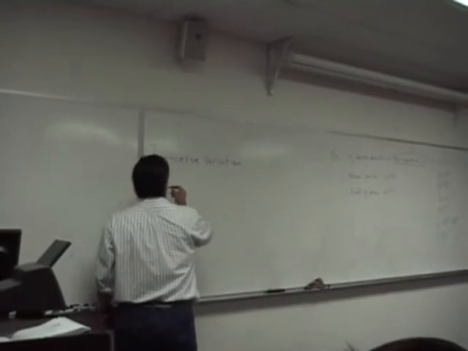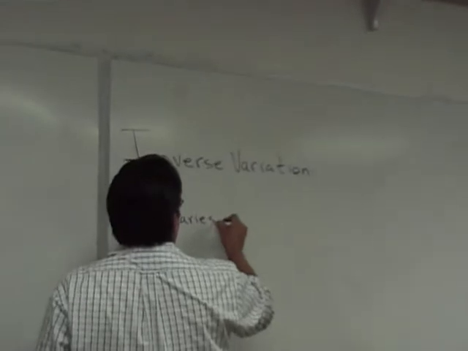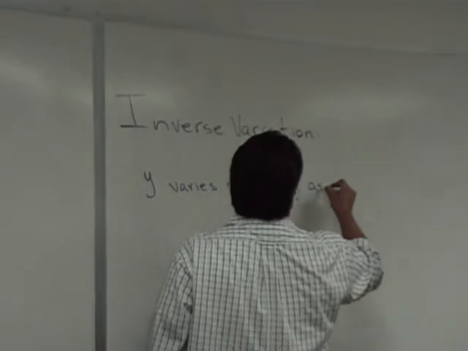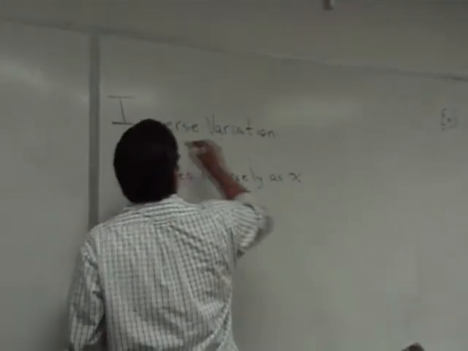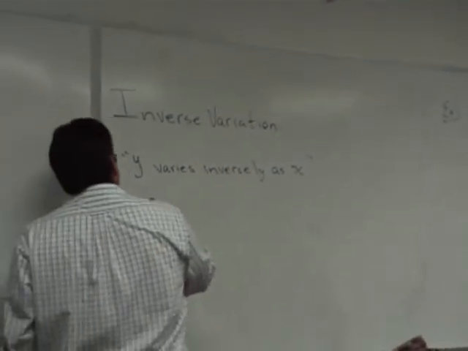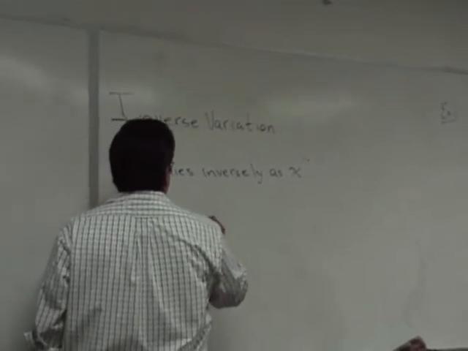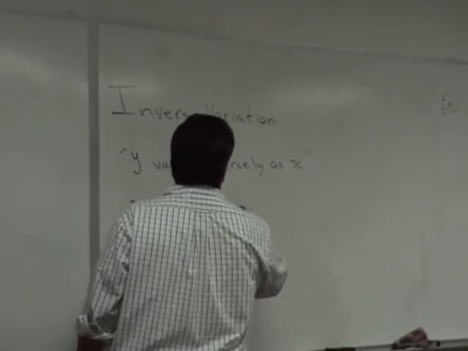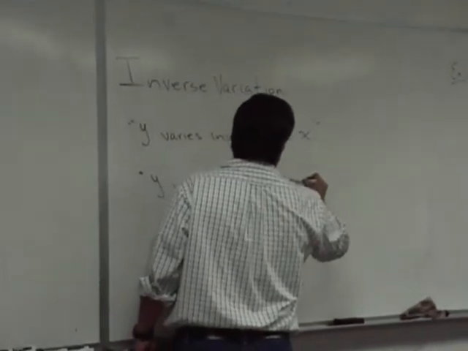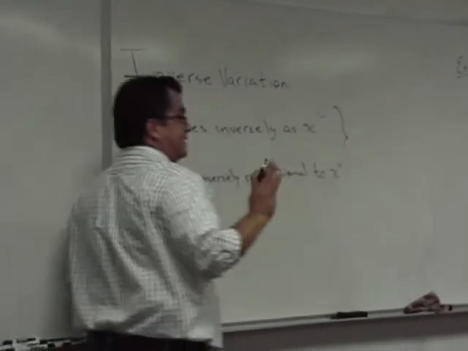The statements will read something like that. Y varies inversely as X. This is one way in which an inverse variation is stated. Varies inversely. Or, equivalently, we can say Y is inversely proportional to X. Now, both of these statements mean exactly the same.